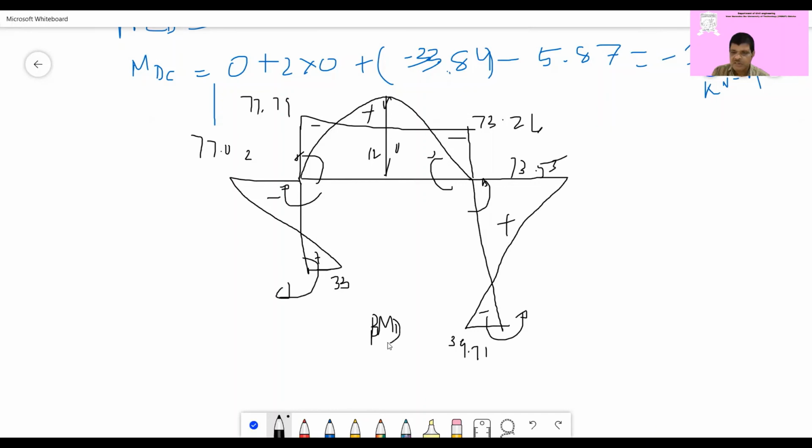We discussed the problem on this non-sway frame analysis with the same heights and different heights. And with this, we stop Kani's method.